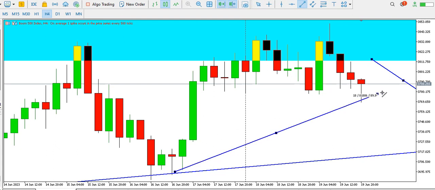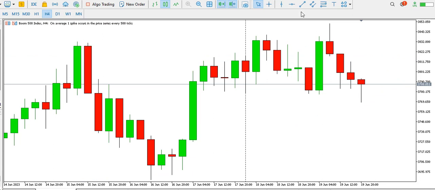We have this ascending trend line around here, and the day's candle is almost done. The candle for this particular 4-hour candle will soon be closing in the next 15 minutes, and we can already see a long shadow, and the day is almost over. So we'll be expecting price to move upwards for boom 500 index.